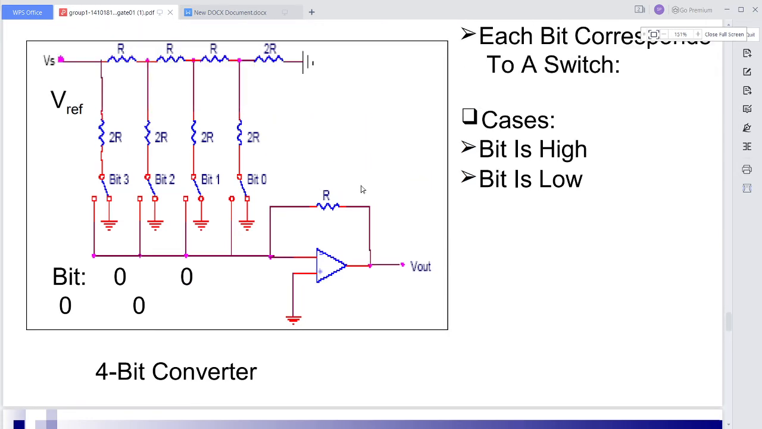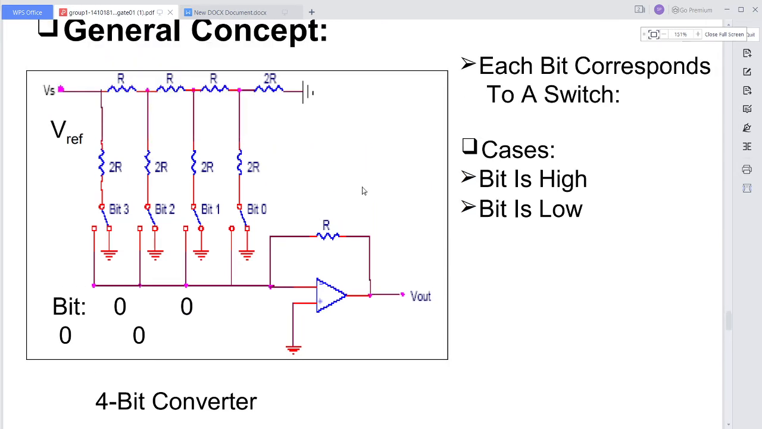This is the circuit diagram which is used to convert the digital form of data into analog form of data. This is the reference voltage, we can call it a source voltage, and it is connected through the load resistance to the resistances 2R, 2R, 2R, and connected with the dipole switches. These are the switches: bit 0, bit 1, bit 2, bit 3, where bit 0 is the most significant bit and bit 3 is the least significant bit.